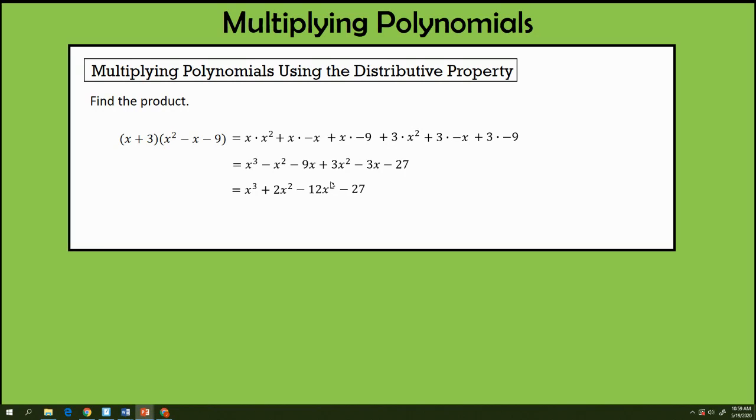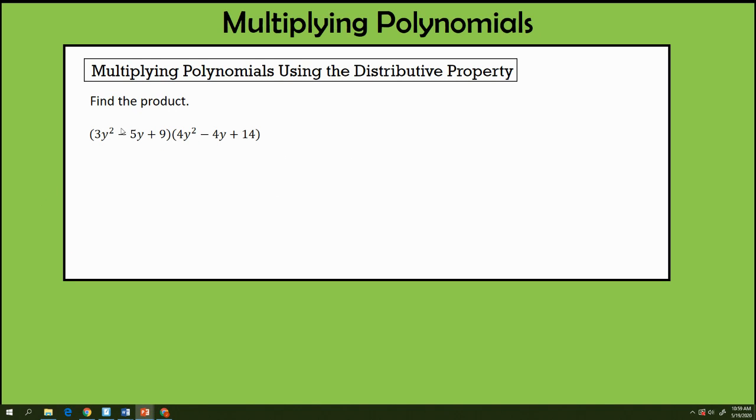Okay. So that's a binomial times a trinomial. But like I'm saying, it doesn't matter if it's a trinomial. There's no different way of doing it. It doesn't matter how many terms there are. Distribute each one through.